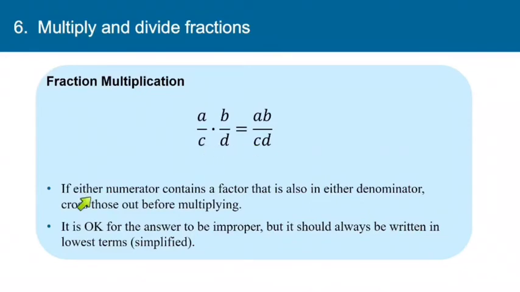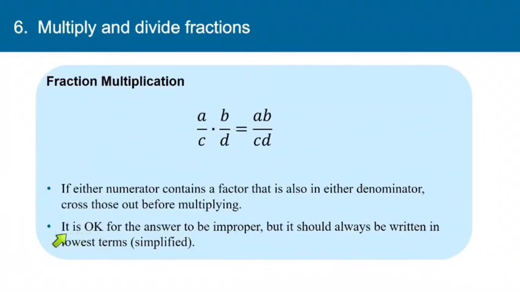Now here's the catch. If either numerator contains a factor that is also in either denominator, we want to cross those out before multiplying. It is going to be much easier for you to do your simplifying on the front end than it is to do your simplifying after you've multiplied the numbers together. Because when you multiply numbers together, they get larger. And then if you have to simplify, you're basically just undoing the multiplication that you just did. So why would you multiply numbers together and then have to turn around and unmultiply them? See, it doesn't make sense. So we want to do our crossing out before we do our multiplying.